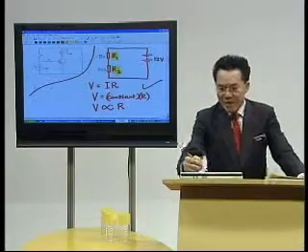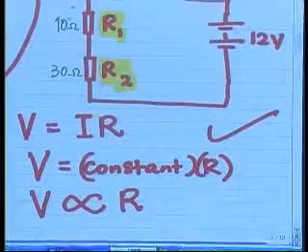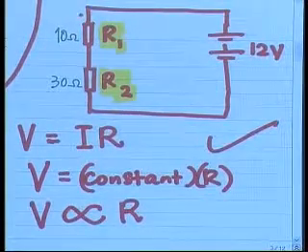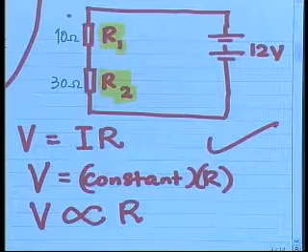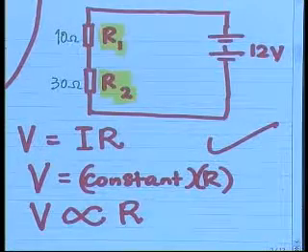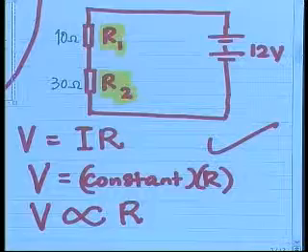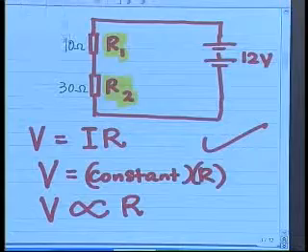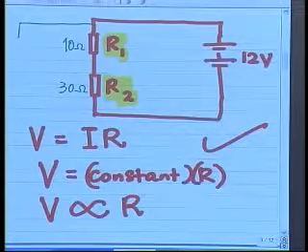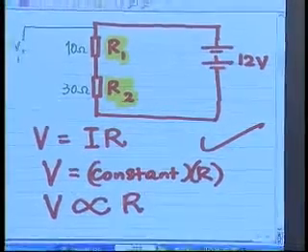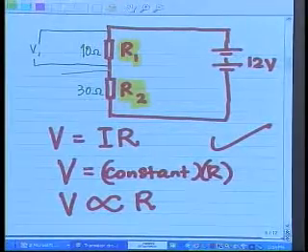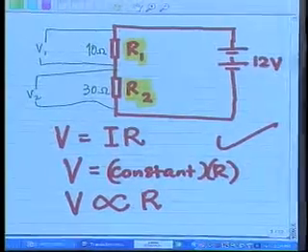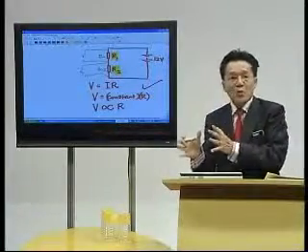In other words, look at 10 ohms here again. The bigger the resistance, the bigger will be the potential difference across it. Now what do I mean? Alright, what do I mean? Let me just draw and show you. Alright, so here I have V1. And here I have V2. Alright, so what is the value of V1 and V2?